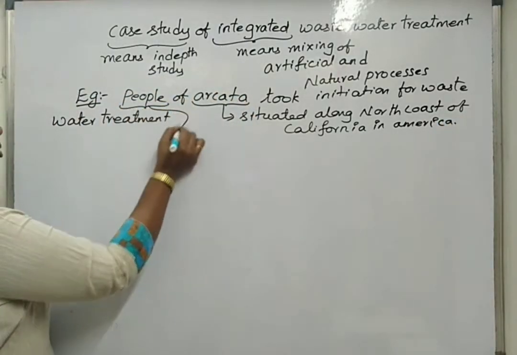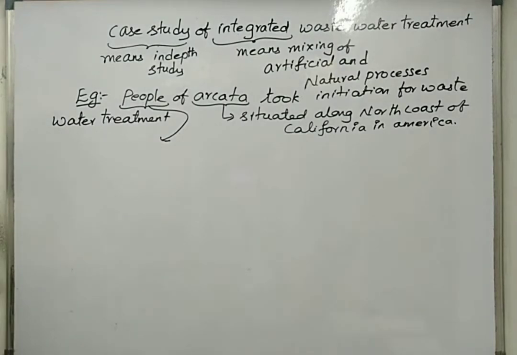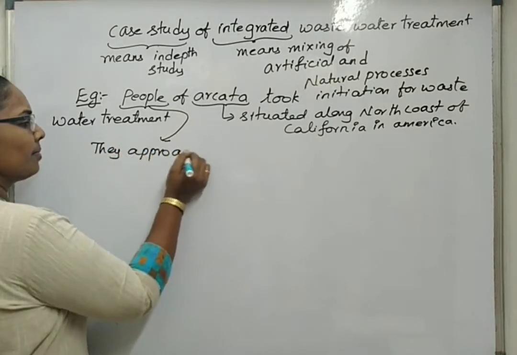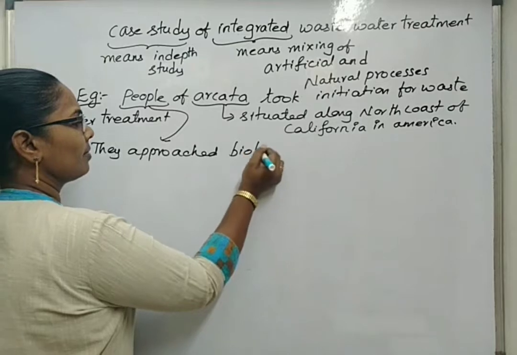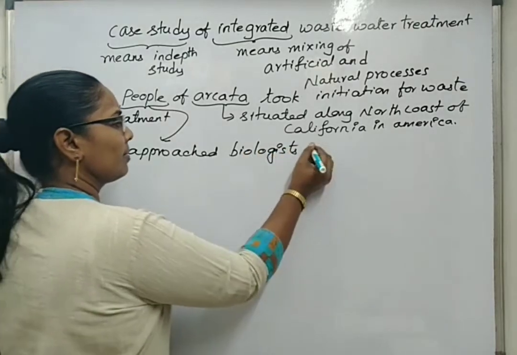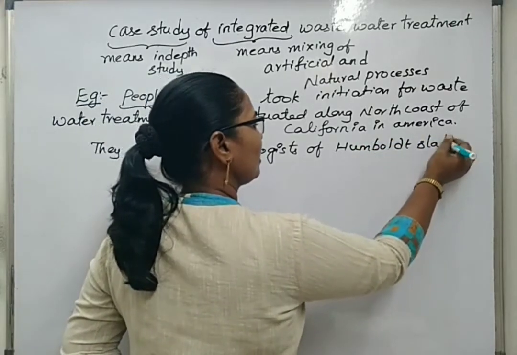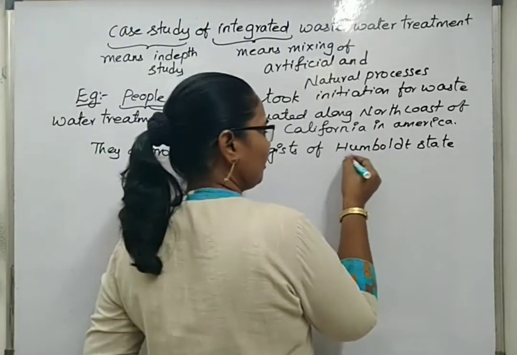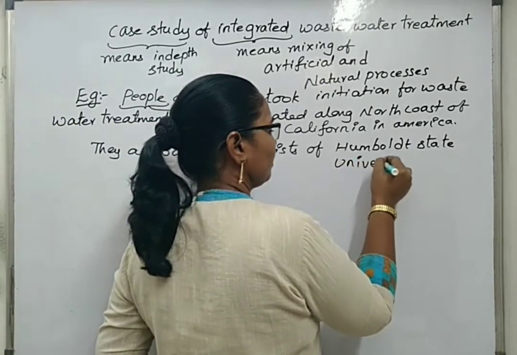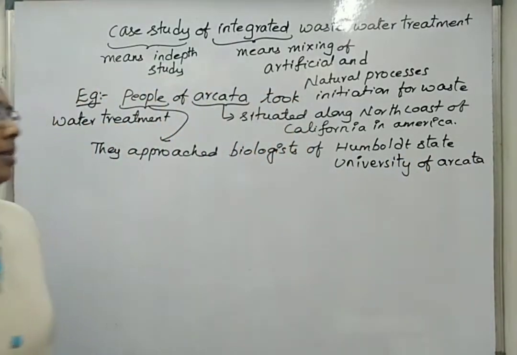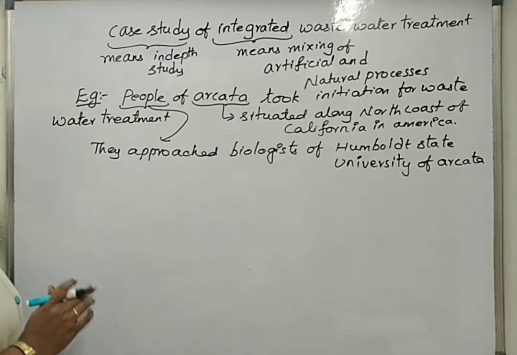These people approached the biologists of Humboldt State University. This university is located in the Arcata region only. Now, the biologists from this university suggested two different processes, that is artificial and natural processes.